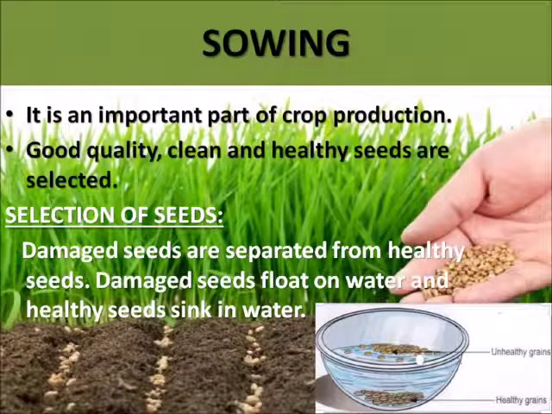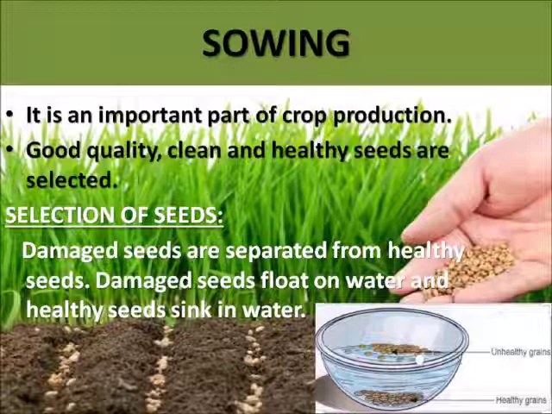Sowing is an important part of crop production. Before sowing, good quality, clean and healthy seeds of a good variety are selected, and farmers prefer to use those seeds which can give high yield to them. So how do the farmers select the seeds?